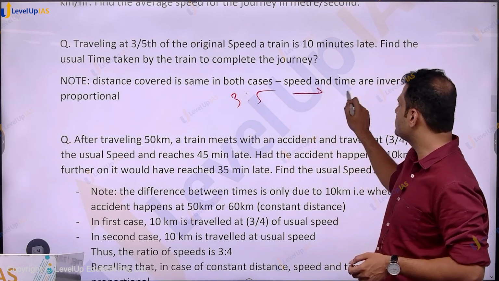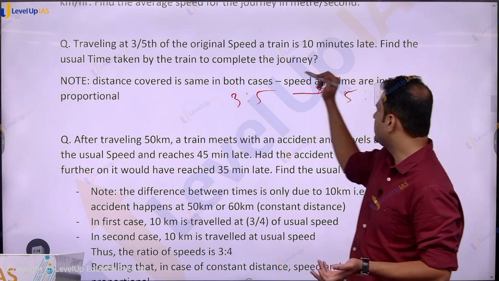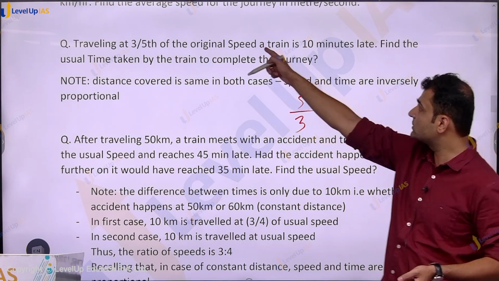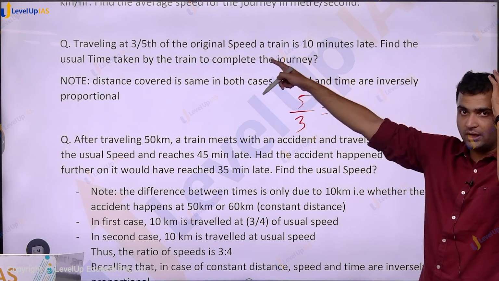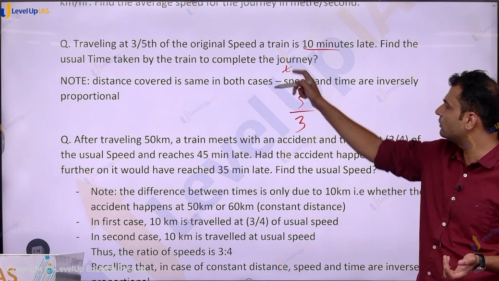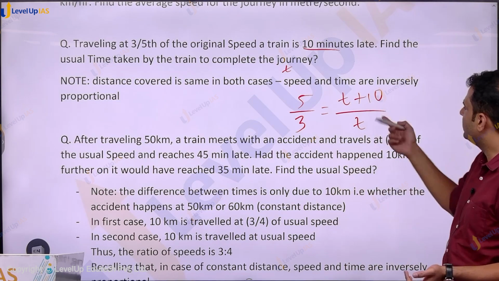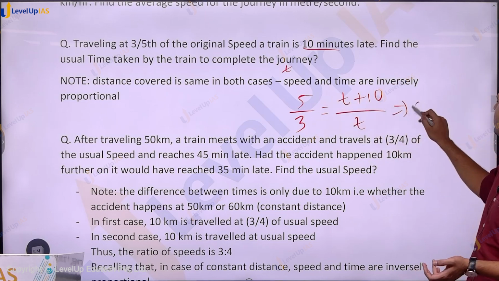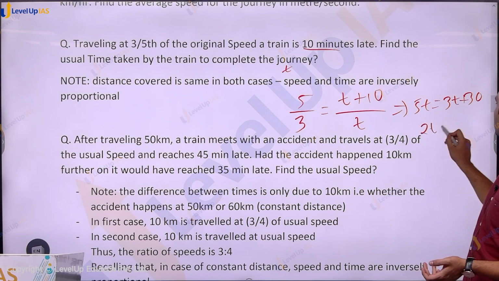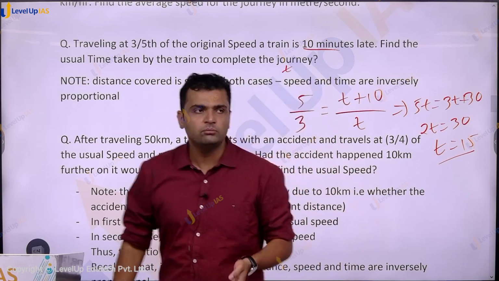So what would be the ratio of times? 5:3, naturally, because it is inversely proportional. So 5 by 3 is the time taken for the 3/5 speed journey, which is 10 minutes later than usual. Let us assume the usual time taken is t, which we want to find out. You can find the value of t easily from 5t equals 3t plus 30. So 2t is equal to 30, t is equal to 15 minutes. So the usual time is 15 minutes.